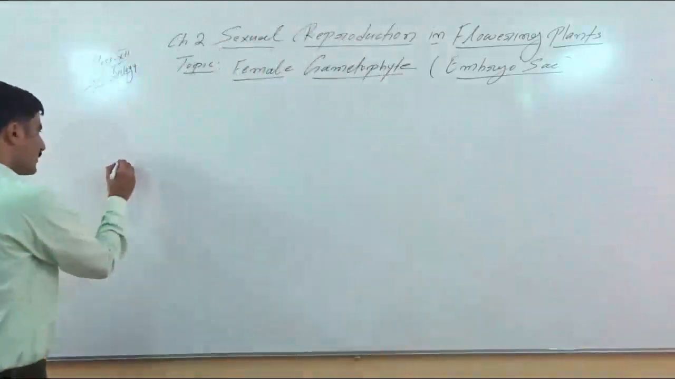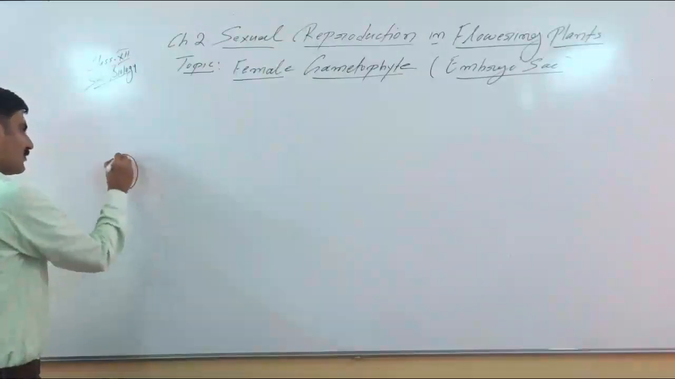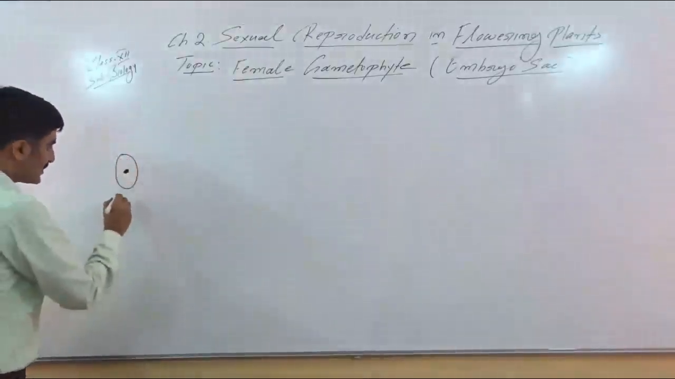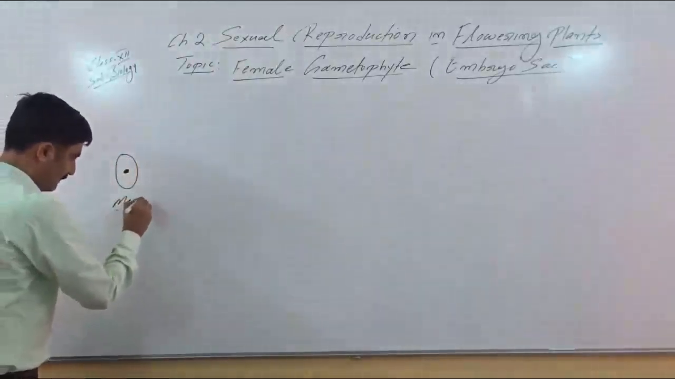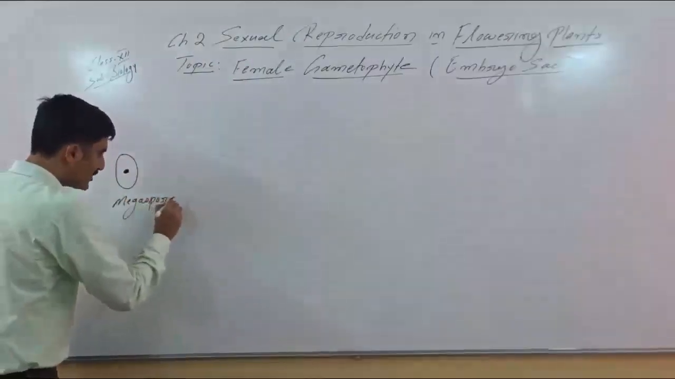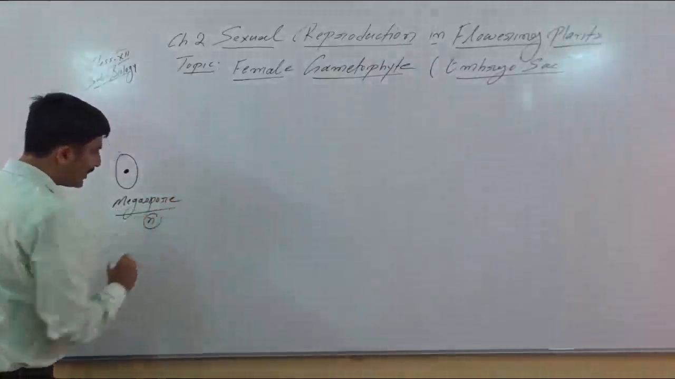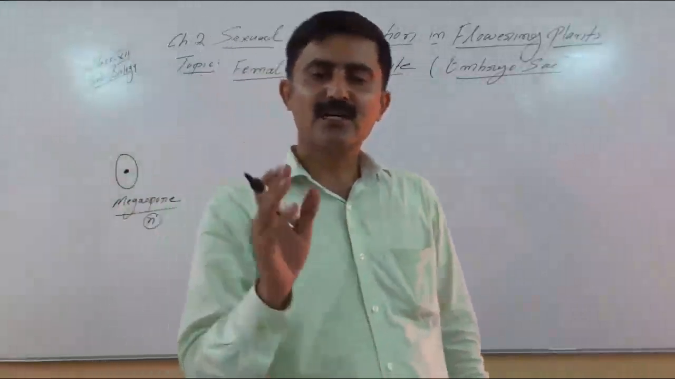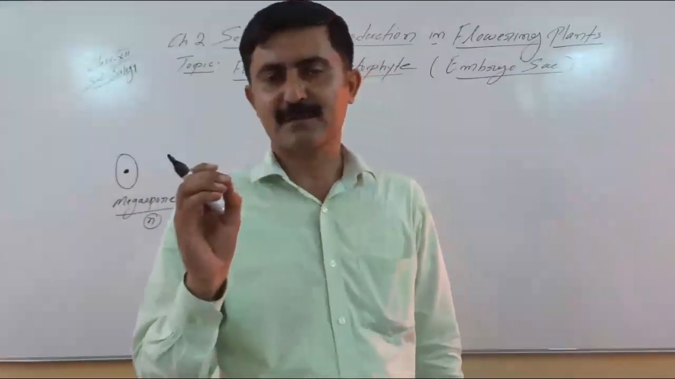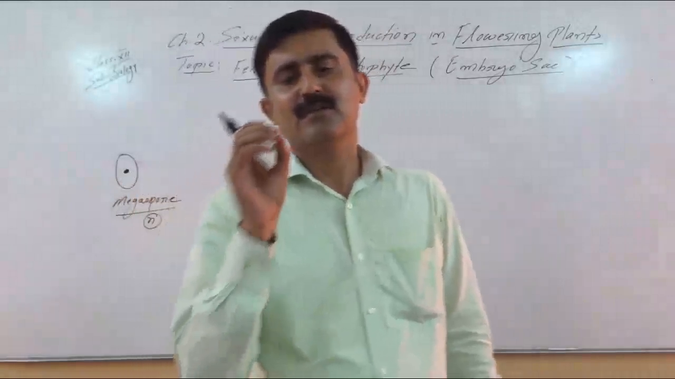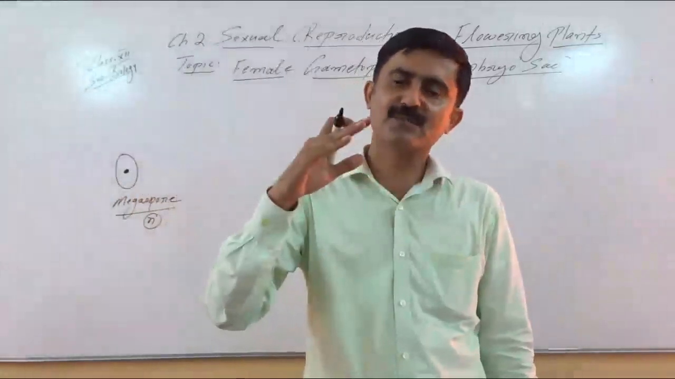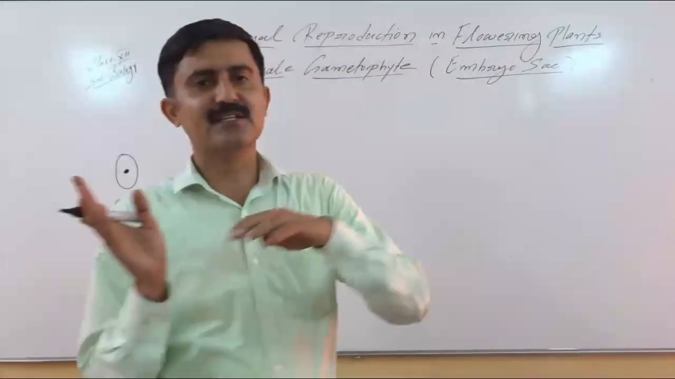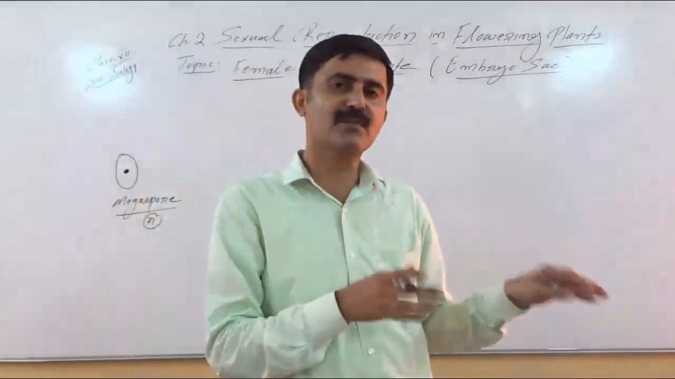So this is haploid functional megaspore, right? So this is megaspore. All of us know that only one megaspore remains functional. 3 megaspores degenerate and disappear. This functional megaspore is present toward the chalazal end, and there is degeneration of 3 micropylar megaspores.